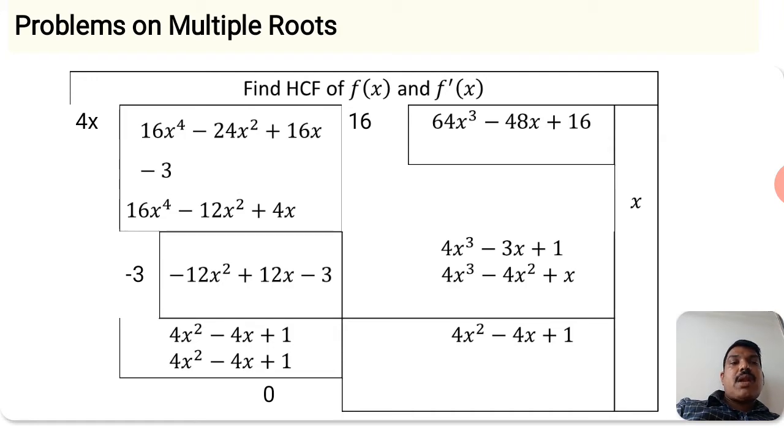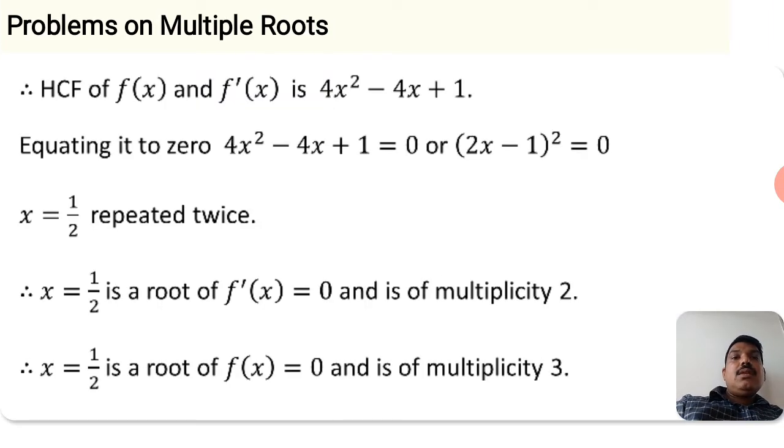Again we have to subtract. For subtracting we change the sign of the second expression. Then simplifying: minus 4x square becomes plus 4x square, minus 3x minus x is minus 4x, then plus 1 as it is. Therefore the HCF of f(x) and f'(x) is 4x square minus 4x plus 1.